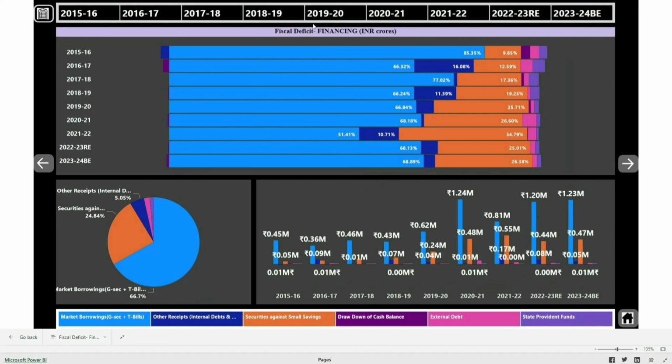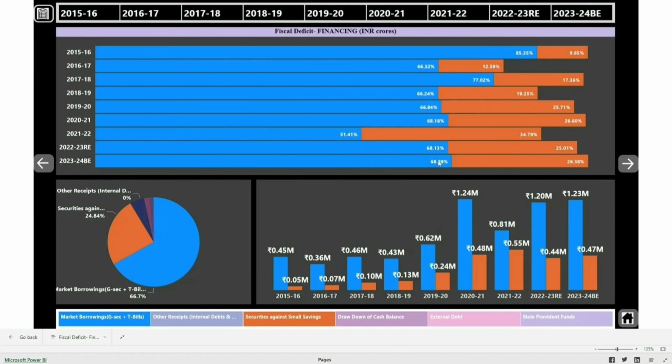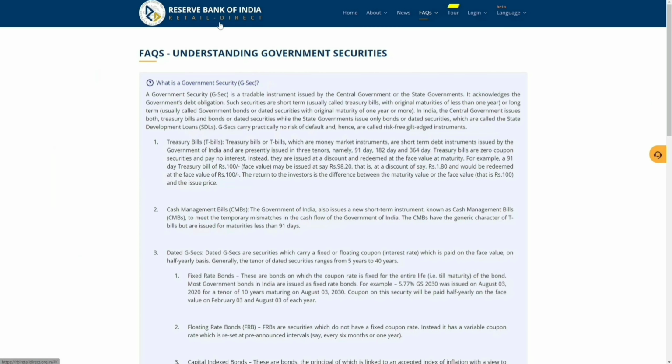So here you can see how the fiscal deficit is being financed, or basically what the borrowings of the government are. The major sources happen to be market borrowings and securities against small savings. These two contribute together roughly 95% to the government's borrowings. For the same, we'll be visiting the RBI Retail Direct website.